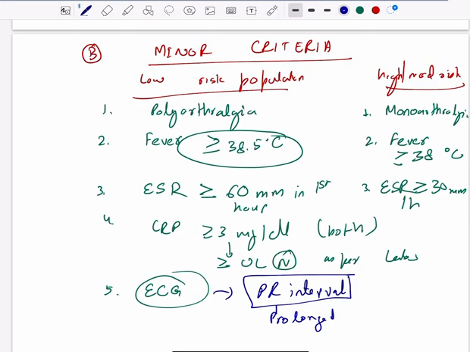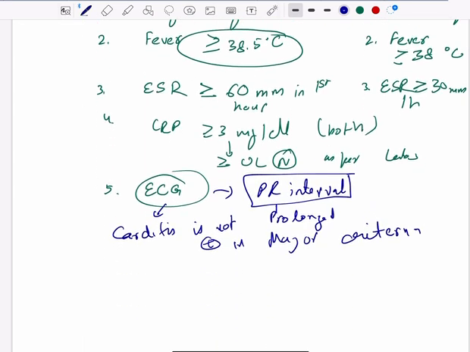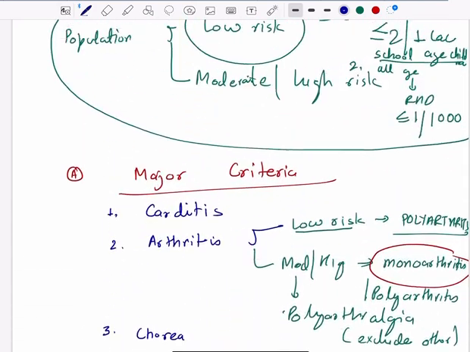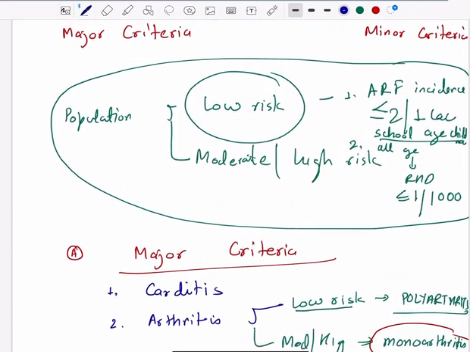If carditis is absent, you have to consider the prolonged PR interval. So it is important that carditis is not present in the major criteria; only then do you have to look at this criterion. So let's revise the Jones criteria, the major criteria and the minor criteria.